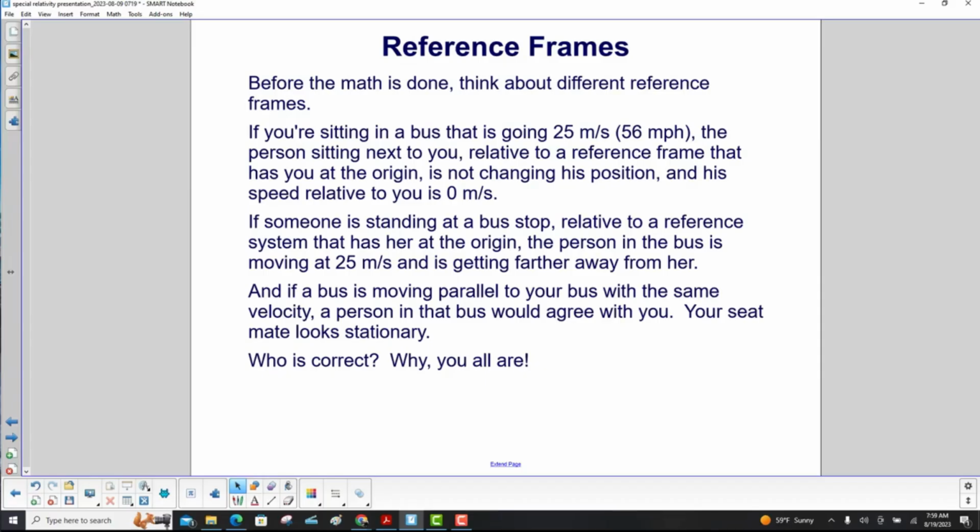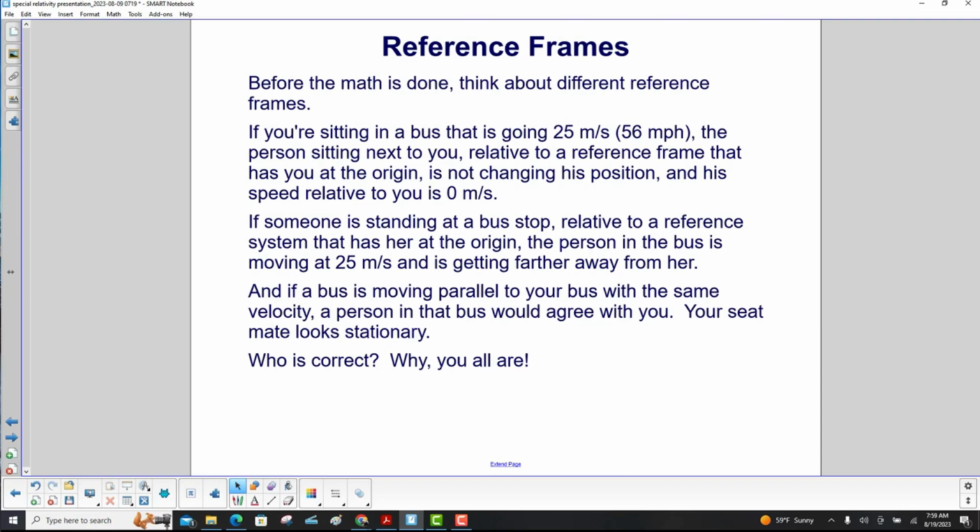Before the math is done, think about different reference frames. If you're sitting in a bus that is going 25 meters per second, which is roughly 56 miles per hour, the person sitting next to you, relative to a reference frame that has you at the origin, is not changing his position, and his speed relative to you is 0 meters per second.